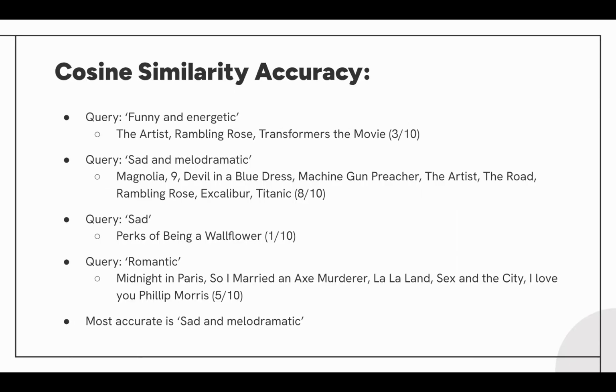We ranked all of these movies by hand, and we found that for the first query, funny and energetic, 3 of the movies were actually correct to our query. For the second one, sad and melodramatic, 8 of the 10 were actually correct to our query, so that's a lot more. Then for sad, sadly only 1 matched our query, and for romantic it was 5 out of 10. So the most accurate out of this one would be sad and melodramatic for the classic vector space model.